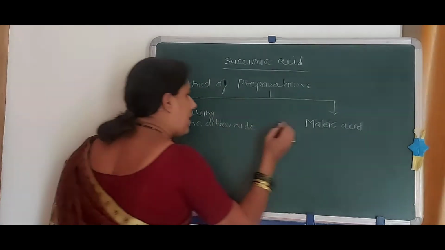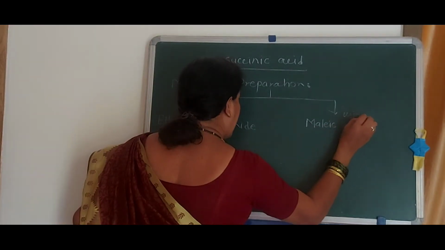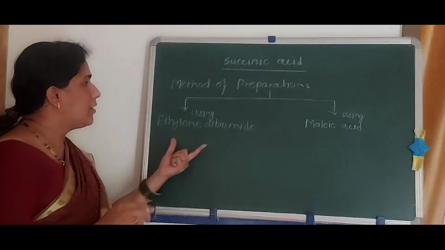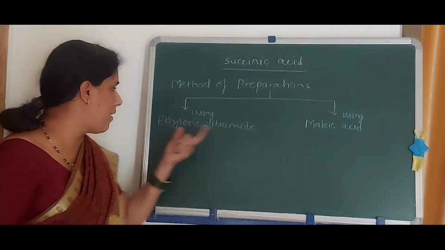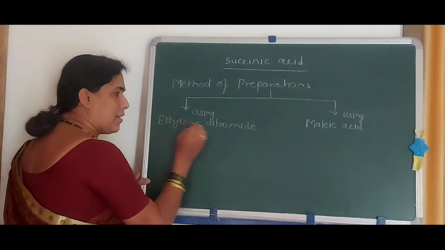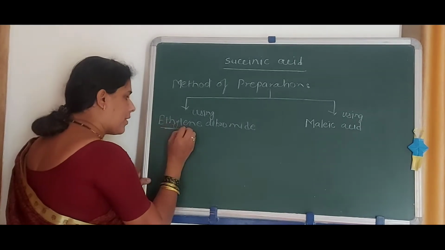Using ethylene dibromide and using malic acid. First, you know these two types of preparation, so one by one we have to start here. First we can start with ethylene bromide. What is the structure for ethylene bromide?